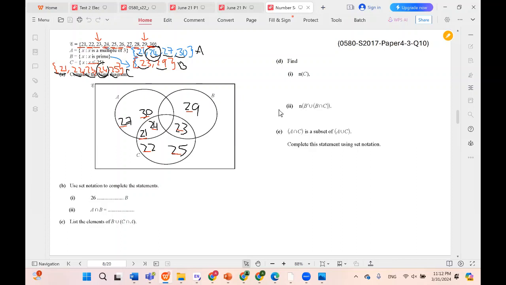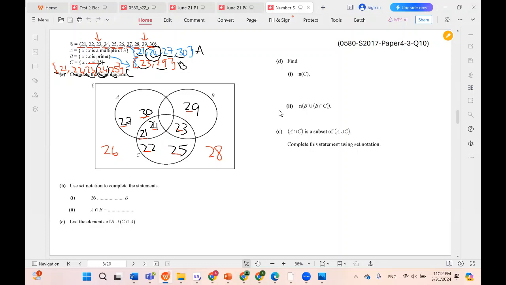So 21 is already there, 22 is already there, 23, 24, 25, but 26 is not there, so we can put 26 outside. And then we have 27, but then we do not have 28, so let's put 28 outside as well. And this completes our Venn diagram.